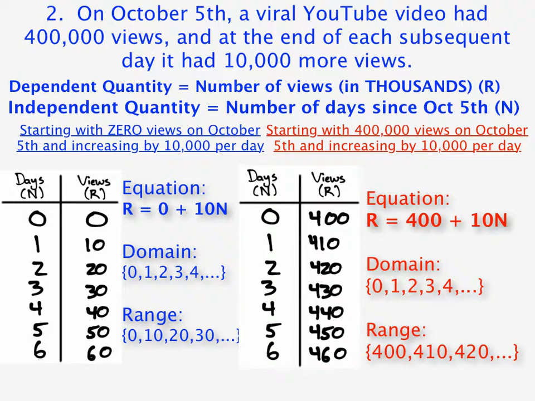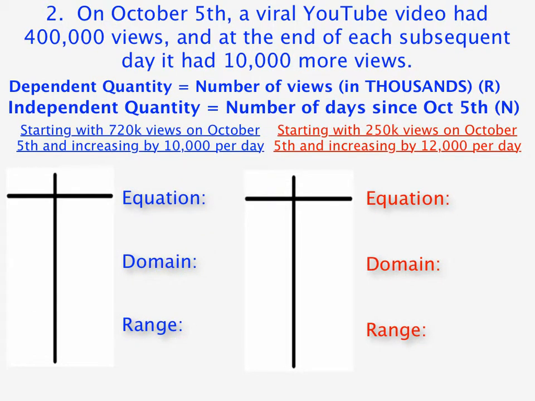Again, I want us to be rock solid on coming up with these equations for any given scenario. We randomly chose 400,000 views to begin with. We randomly chose 10,000 more views per day. I want to give you 2 more examples and see if you can come up with these equations on your own. Remember, I always suggest making a table of values first. So, what about if we started with 720,000 views on October 5th, increasing by the same 10,000 views per day? Or what about starting with 250,000 views on October 5th, increasing by only 12,000 views each day? Why don't you try creating the equation and finding the domain and range for these 2 relationships, and then playing the video to see how it went.